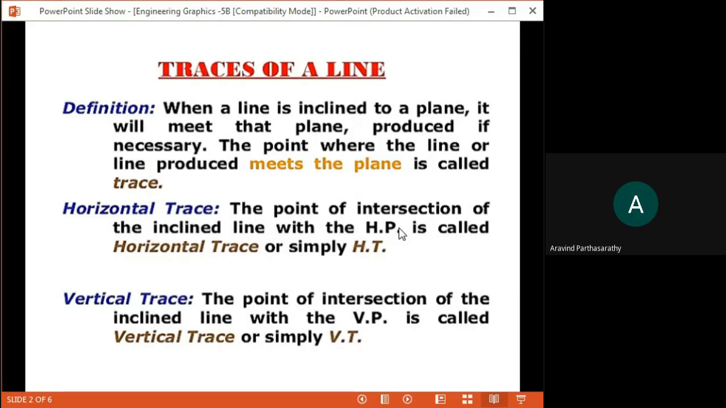There are two types of traces: one is the horizontal trace, another is the vertical trace. The horizontal trace is the point of intersection of the inclined line with the HP, called the horizontal trace or simply HT. The vertical trace is the point of intersection of the inclined line with the VP, called the vertical trace or simply VT. Now I'll explain with a figure.